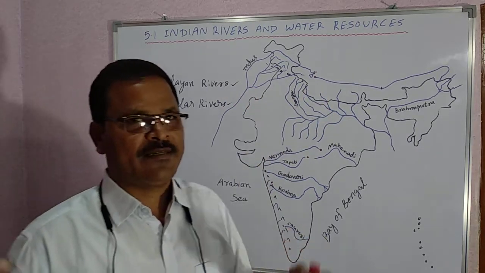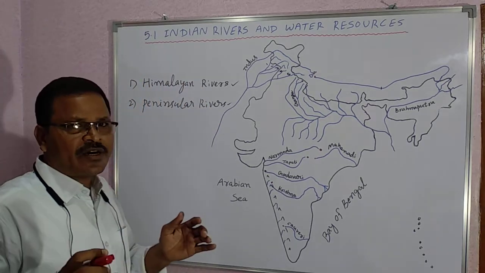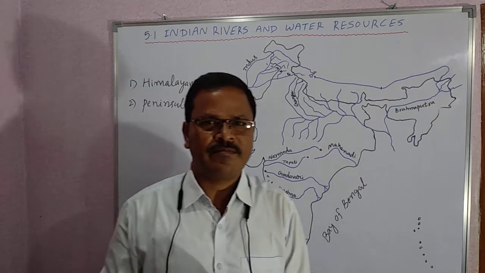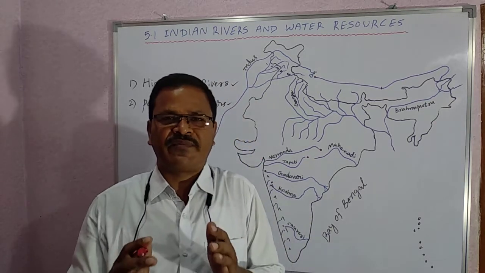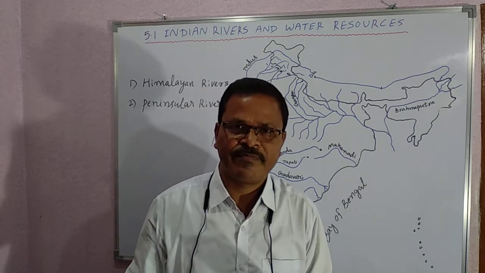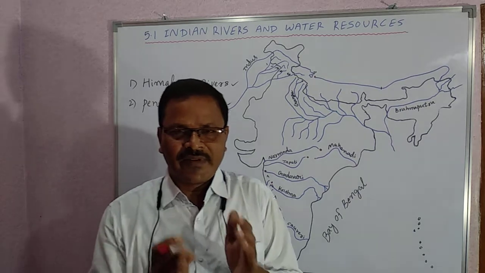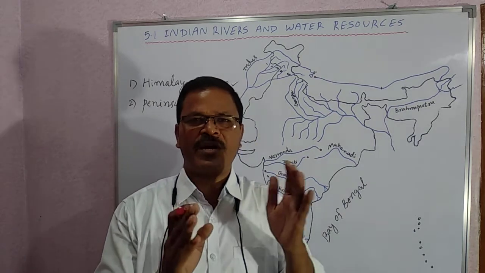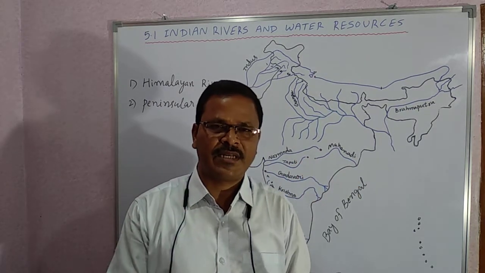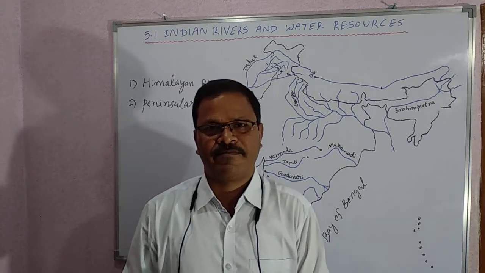Let us conclude the lesson. On the basis of origin, the drainage of India can be divided into two categories: the Himalayan rivers and the Peninsular rivers. The rivers which originate in the Himalayas are called Himalayan rivers. The rivers which originate in the Peninsular plateau are called Peninsular rivers.